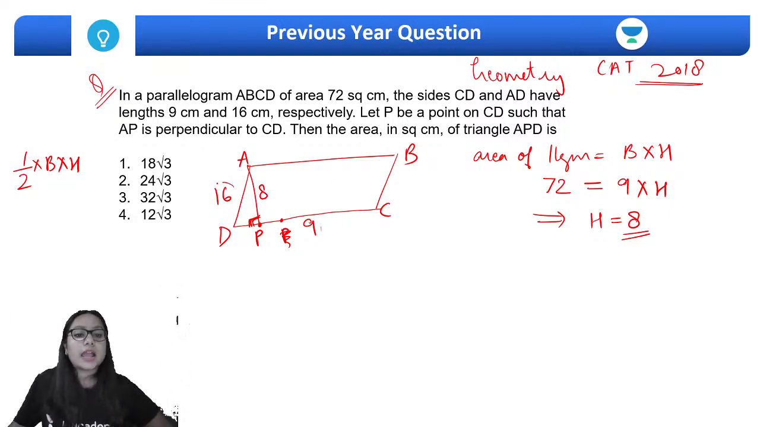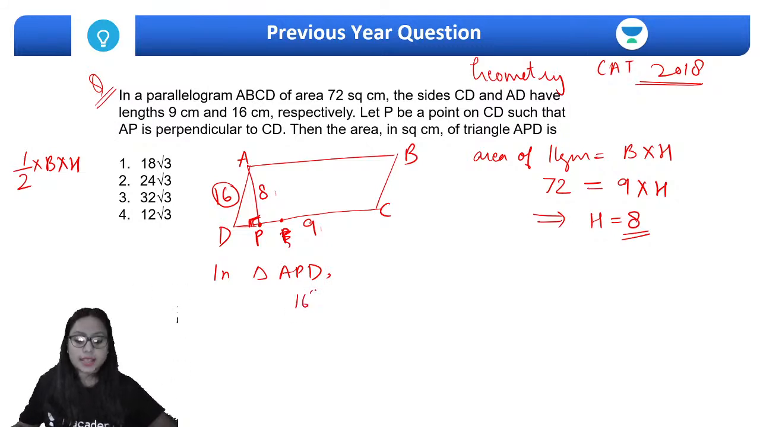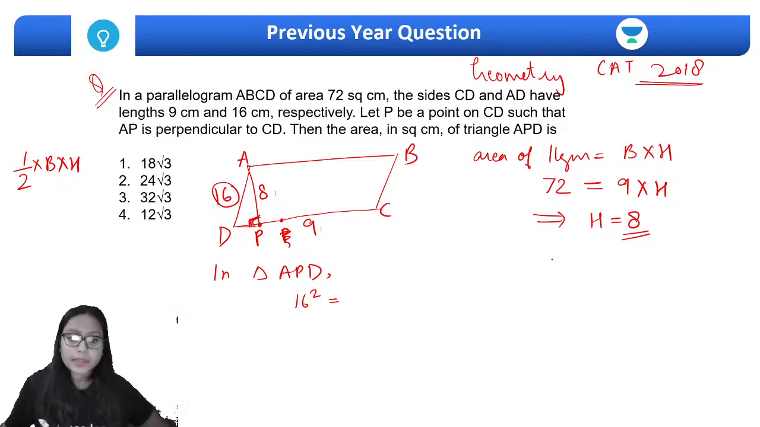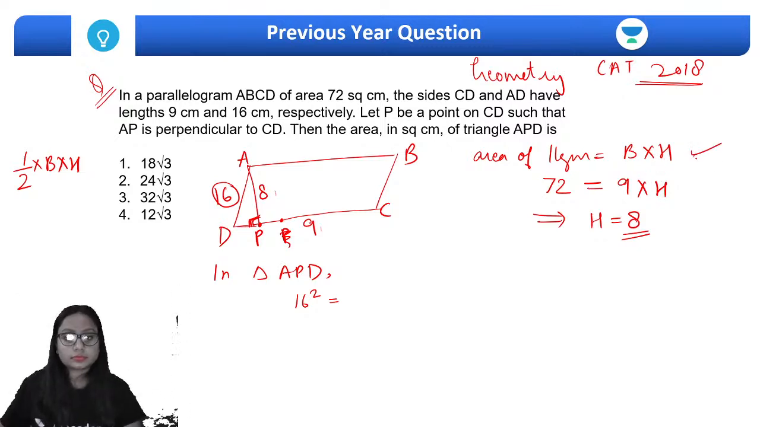Now we have the value of hypotenuse of the triangle APD and 8 is the perpendicular. From here I can calculate the value of base. So in triangle APD, using Pythagoras theorem, I can say that, yes, area is base into height. Area of parallelogram is base into height.